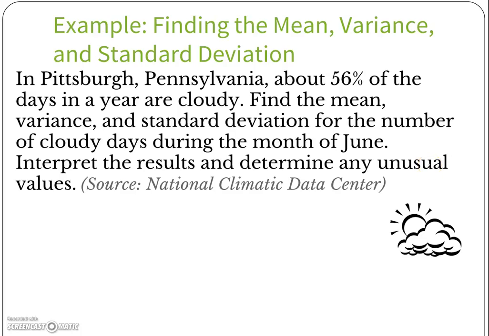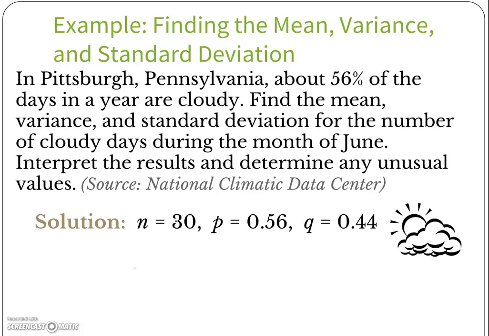So in Pittsburgh, Pennsylvania, about 56% of the days of the year are cloudy. We're going to find the mean, variance, and standard deviation for the number of cloudy days during the month of June. Remember, June has 30 days. We're going to interpret the results and determine any unusual values.